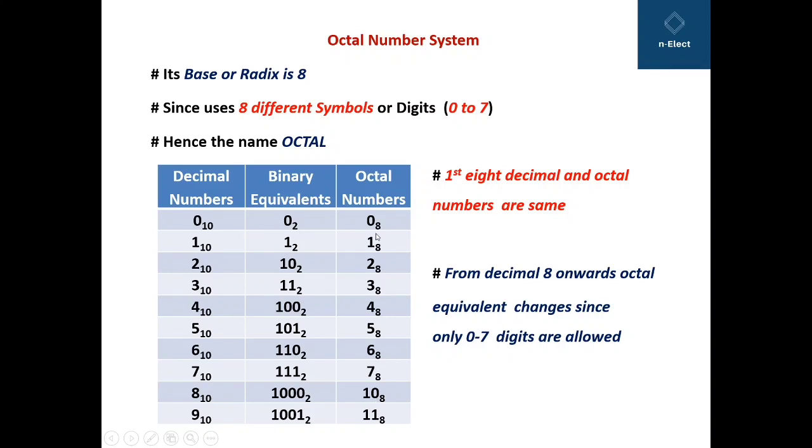Okay, so in short, only 8 different symbols, 0 to 7, are allowed. After 7, 8 will not come in the octal number system. 9 will not come in the number system. But 10 comprises 1 and 0, and both 1 and 0 are numbers available in the octal number system set, and therefore 10 is the next allowed number here. After 10, 11 will come, 12 will come, 13 will come, 14 will come, 15, 16, 17. Up to 17 it will be okay. 18 will not come. 19 will not come. Then 20 will come because 2 and 0 are there. So like this the octal number system proceeds.